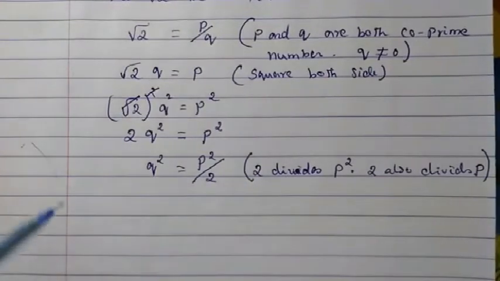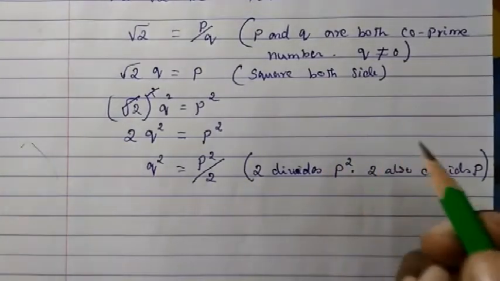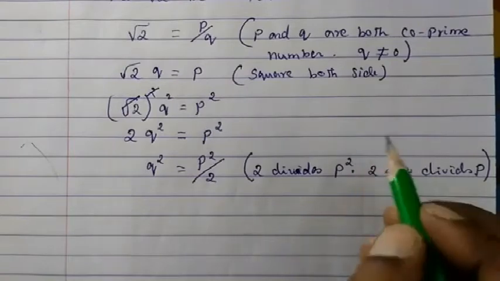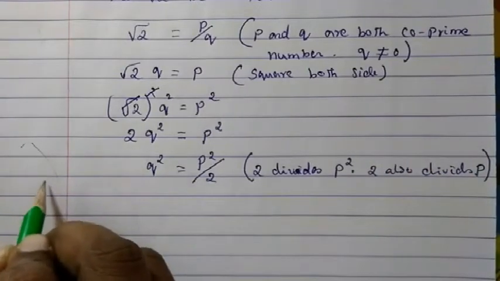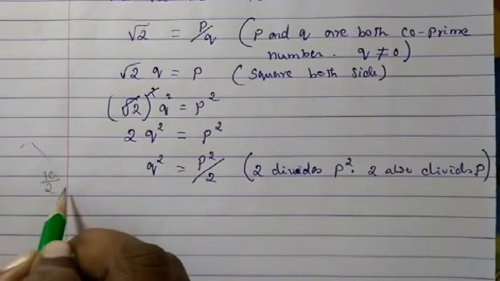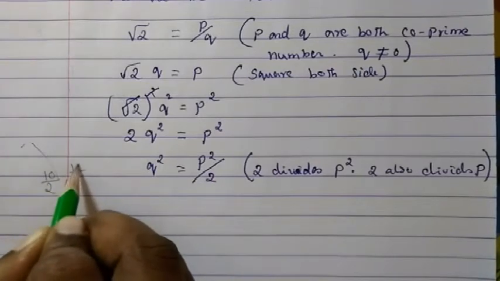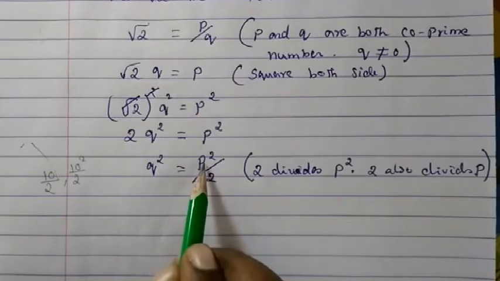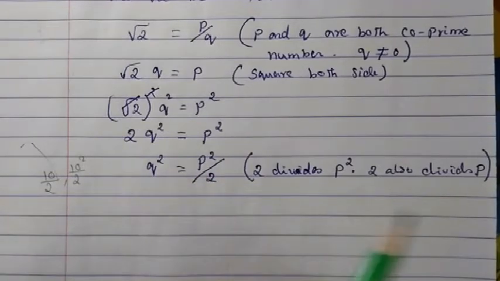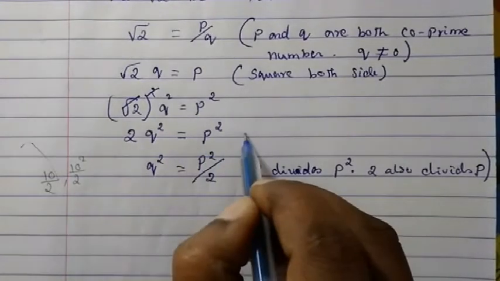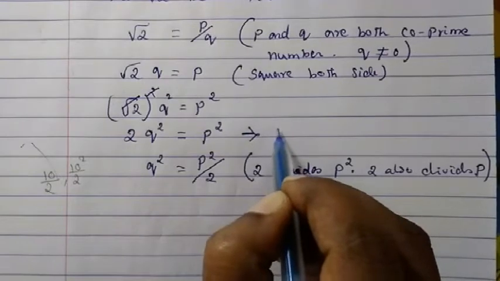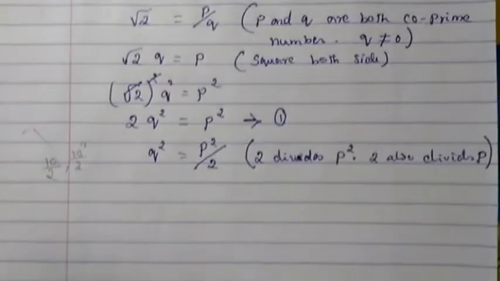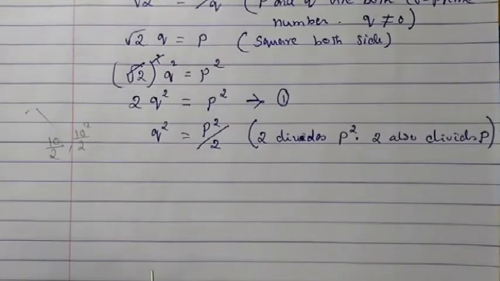So again I am trying to explain to you. In theorem 1.3 I have explained to you, for example, if I say 2 is dividing 10, then 2 also can divide 10 squared. That's what I'm trying to tell. If 2 is dividing p squared, 2 also divides p. That's it. Now we can consider this as equation 1. Now let's proceed.